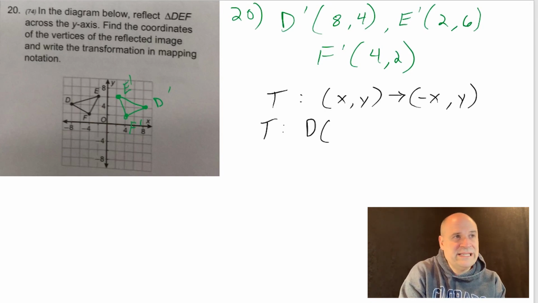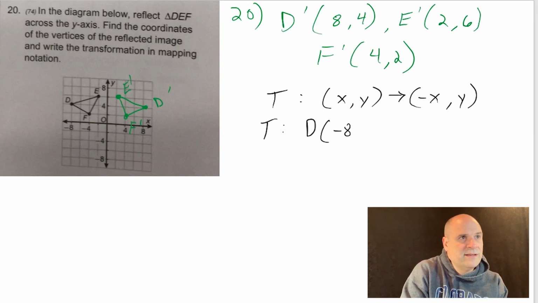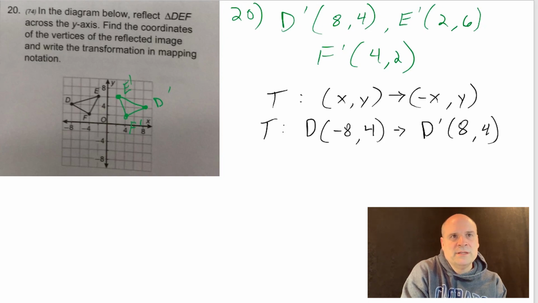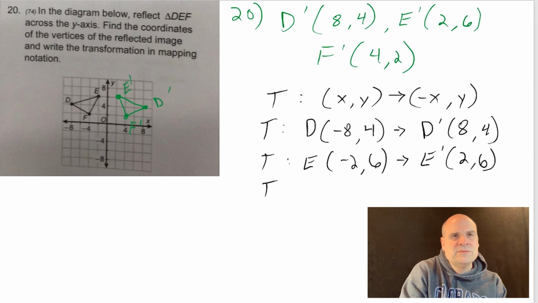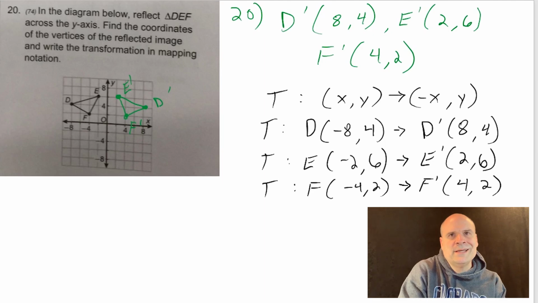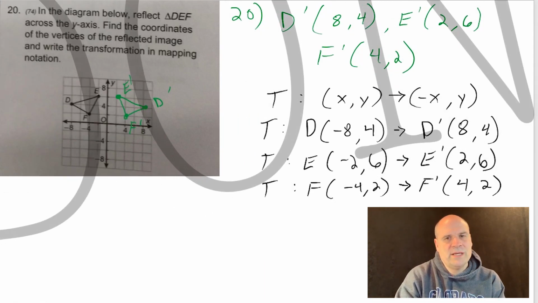So the transformation of D is at -8, 4. That's gonna go to D prime, which is +8, 4. All right, let's do E. E is -2, 6 goes to E prime, which is +2, 6. And then our last one, F, which is at -4, 2, goes to our F prime, +4, 2. And that's it. That's how you write out a transformation.